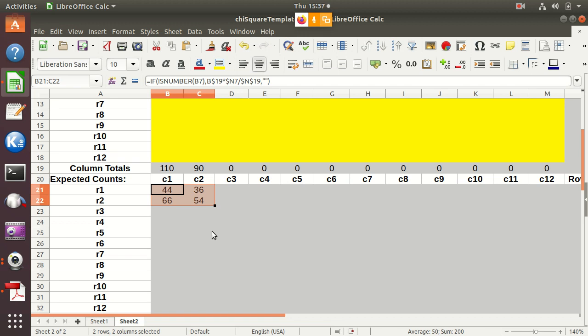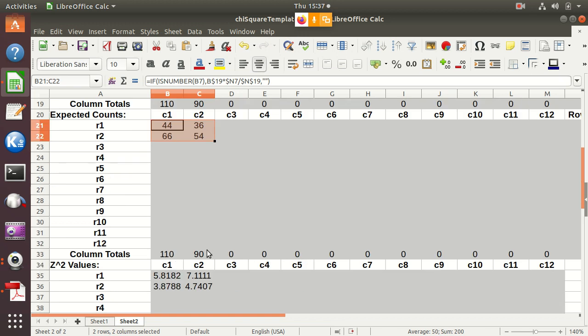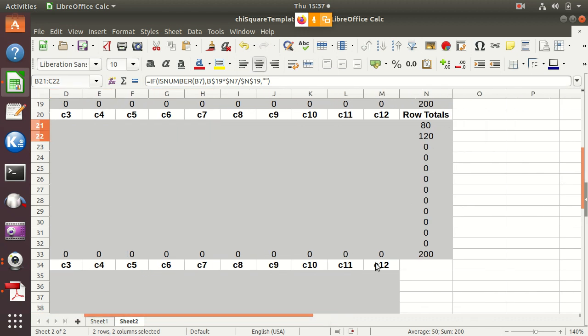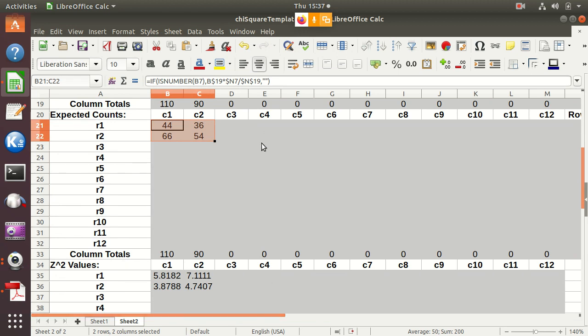Okay, but all it's doing is making a table that has the same marginal numbers. So you come down here and there's still 110 and 90. I look out here and I still see 80 and 120. So it has the same marginal numbers, but it is independent.